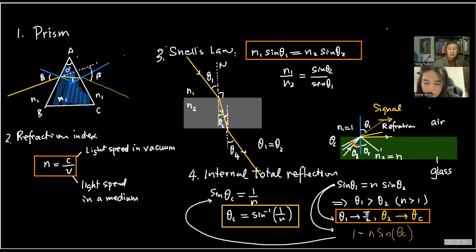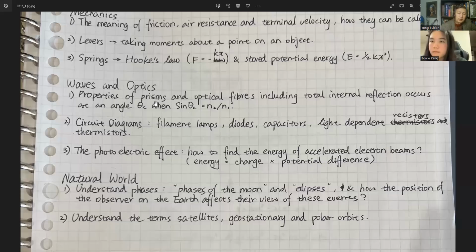Let's have a look. What is your note first? So that is a property of a prism and the optical fiber, and we have done that. Now for these critical angles, we have assumed n2 equals 1. Now let's go to the DC circuit for filament, diode, capacitor, and temperature-dependent resistance. Perhaps we will also include Ohm's law.